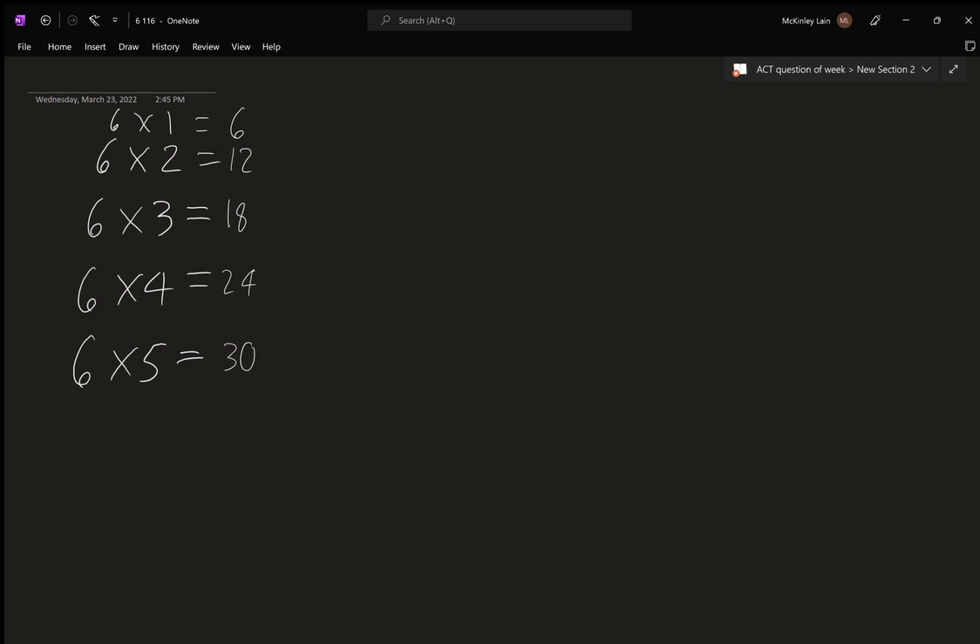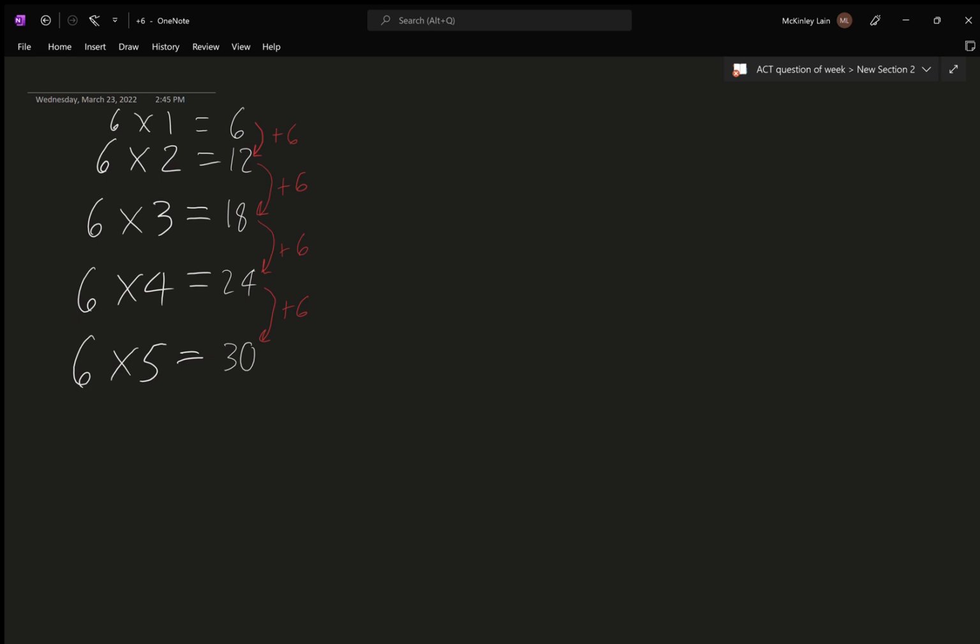Why does 6 times 2 equal 12? Okay, so well, what's happening here? In each case, we're going from 6 to 12. How many steps are we taking? Well, we're adding 6, right? 6 plus 6 is 12. And 12 plus 6 equals 18. And 18 plus 6 equals 24. And 24 plus 6 equals 30, right? So in each case, we're adding 6, okay?